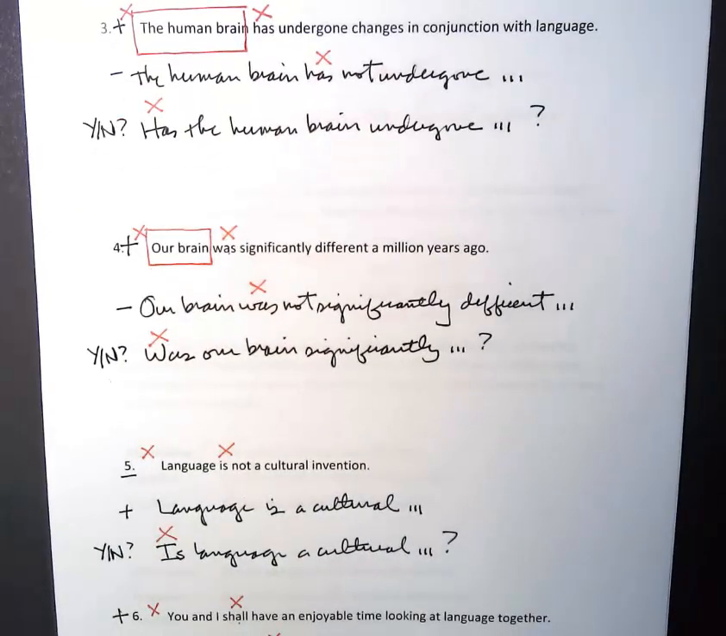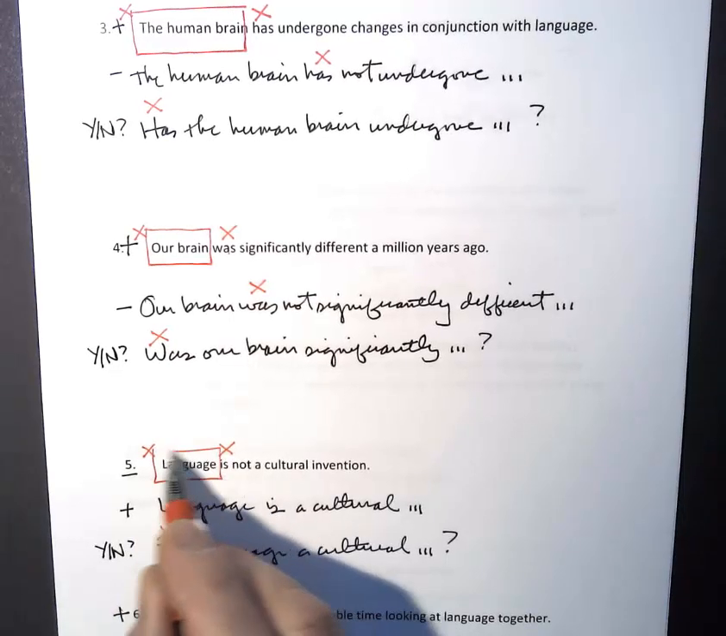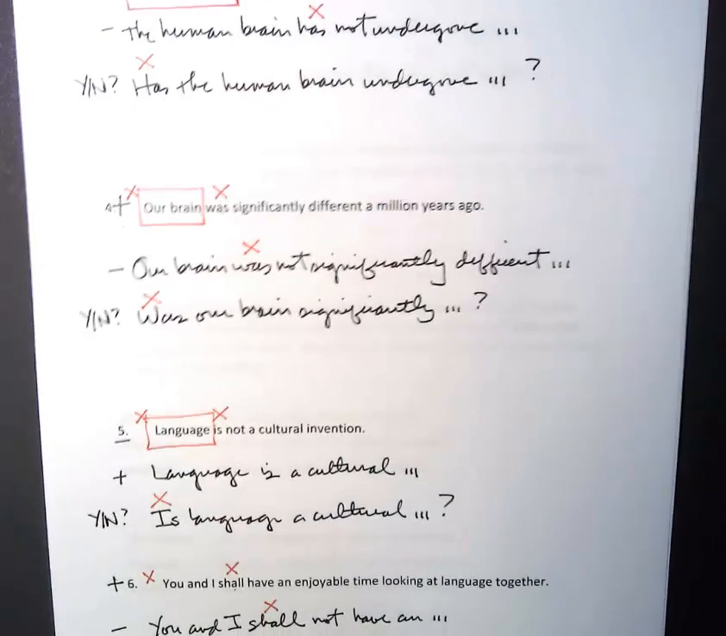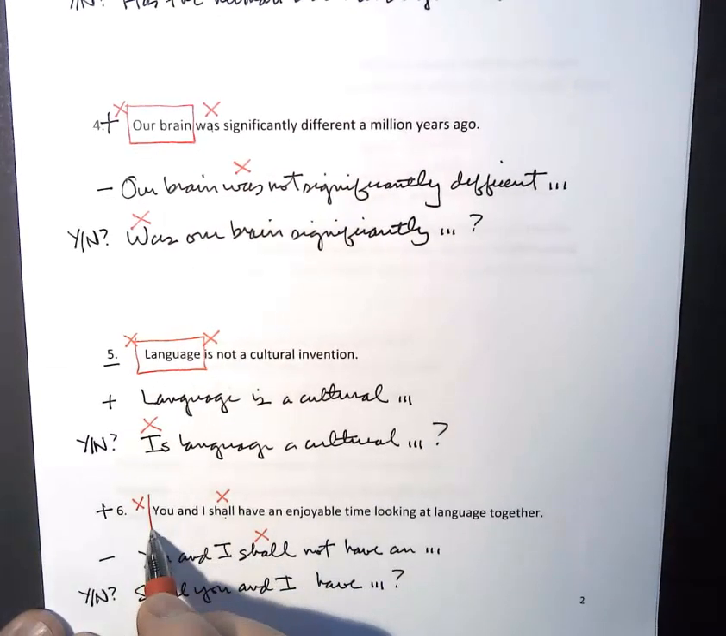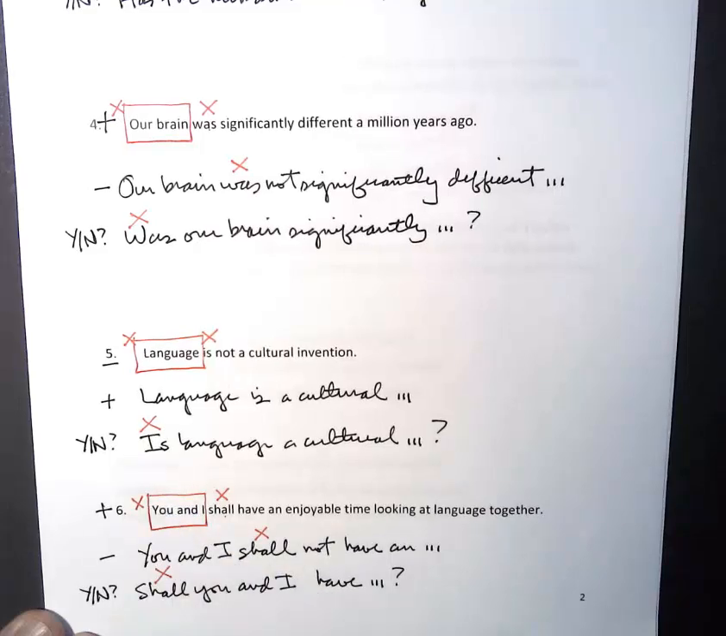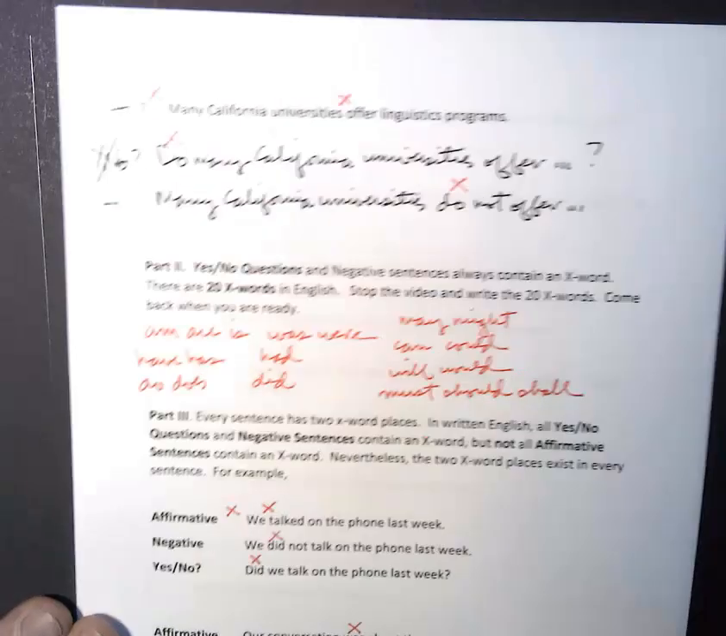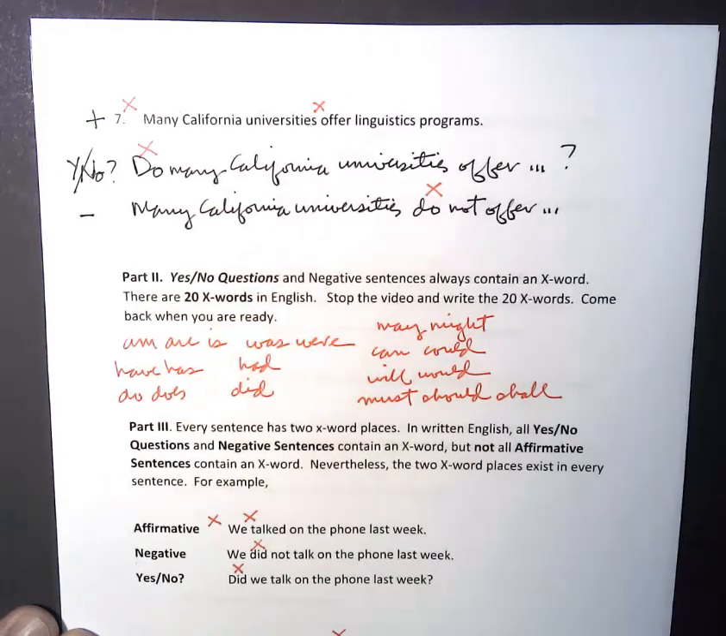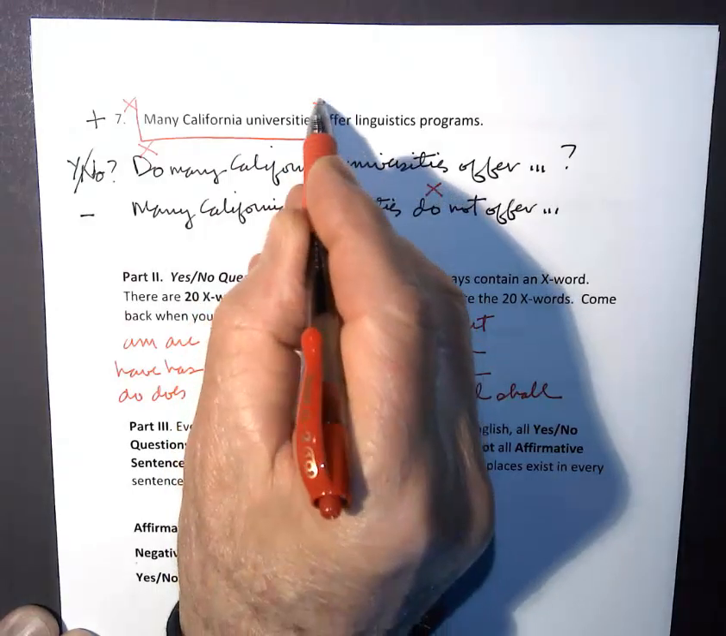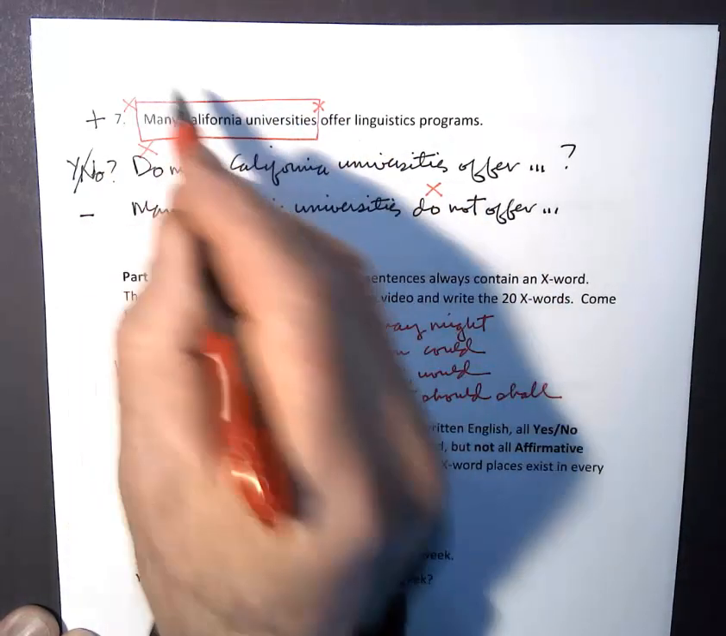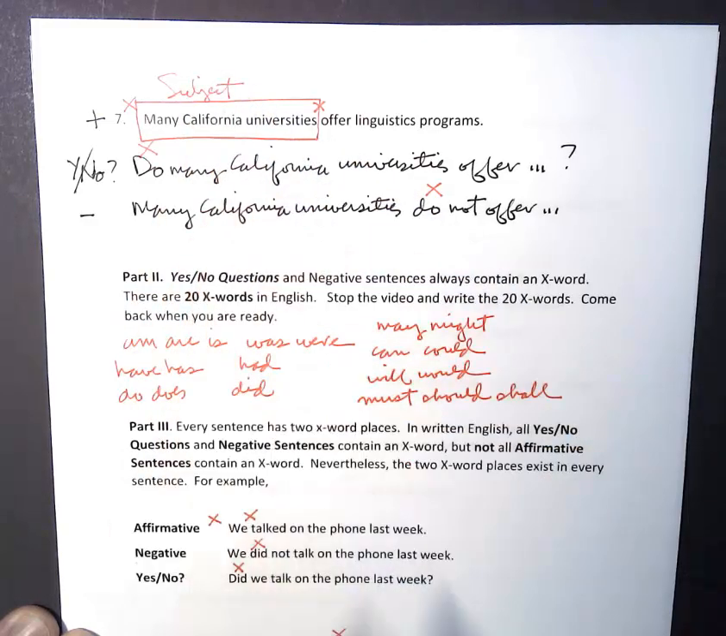Language is not a cultural invention, X word place. Subject. You and I shall have an enjoyable time looking at language, and we really will. You and I is the subject. And last, many California universities offer linguistics programs. X word place, between the two X word places is the subject of the sentence.